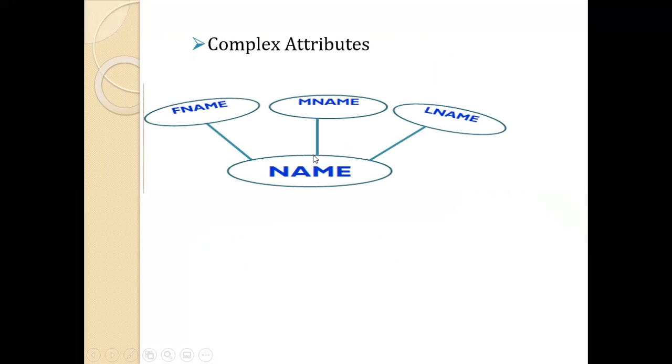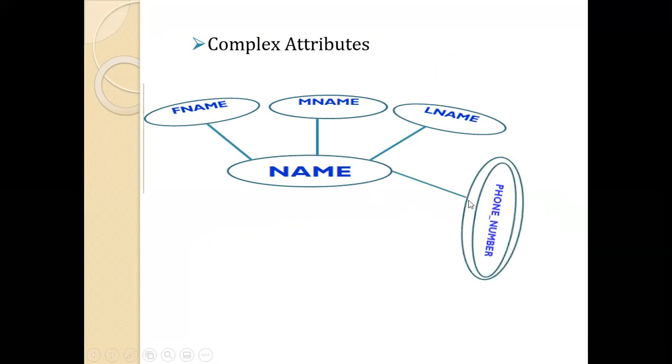The next type is complex attributes. These complex attributes are the attributes which contain both composite attributes and multi-valued attributes. The combination of composite and multi-valued attributes is referred to as a complex attribute. So these are some of the attributes which are categorized based on their value.